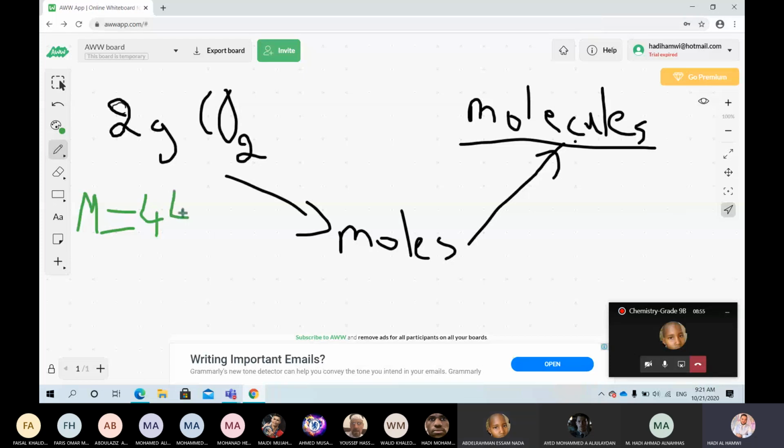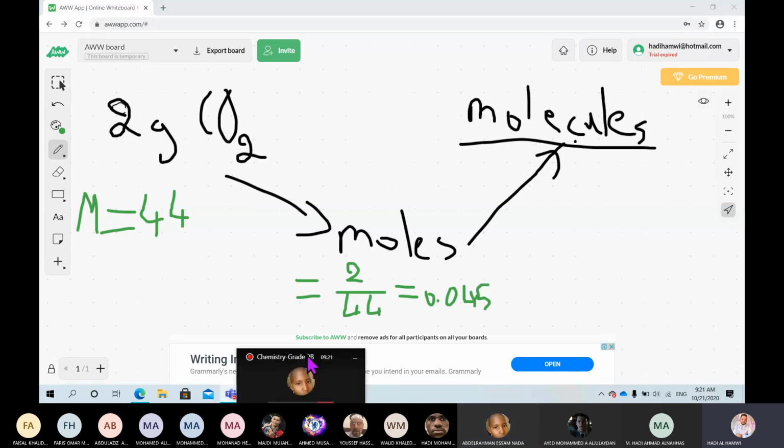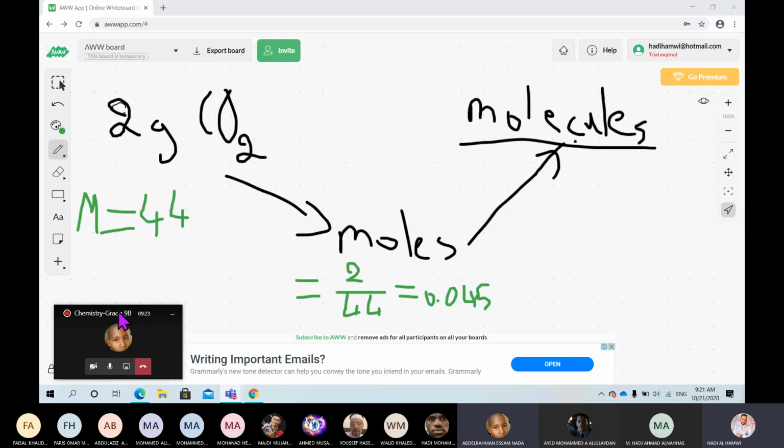How to find the number of moles now? The number of moles, we need to divide the mass over molar mass, which is 2 over 44. Excellent. 2 divided by 44 is 0.045. So now I have the number of moles. Did I find my answer or not yet? No, you need the molecules too. Yeah, I need the number of molecules.